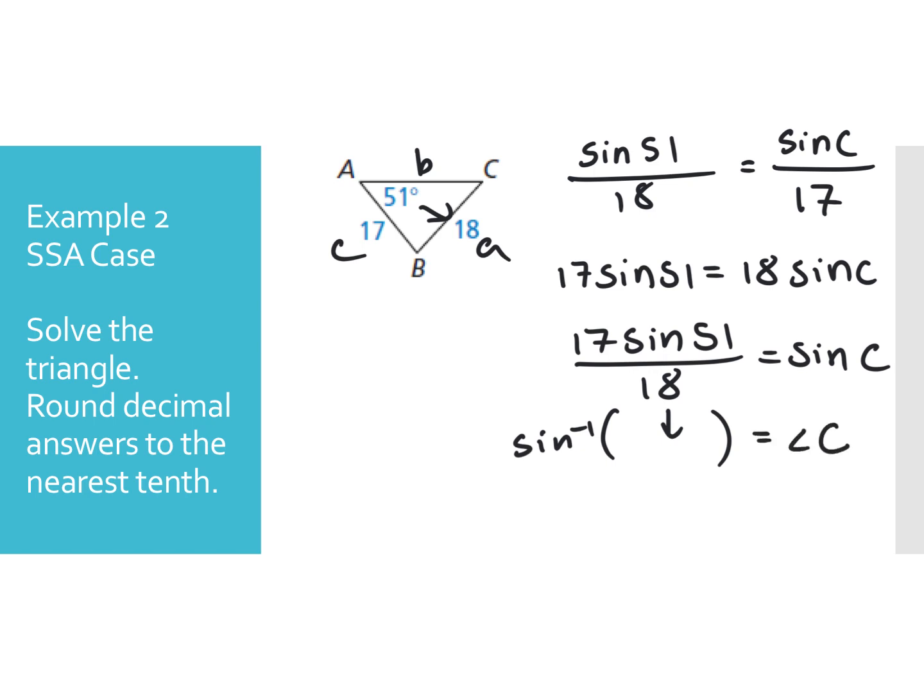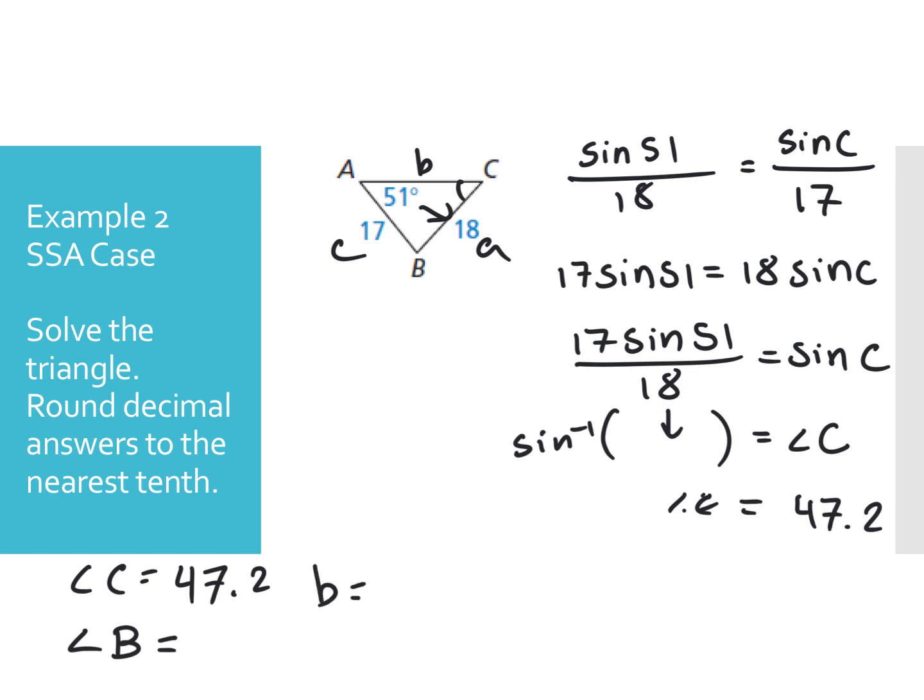So when I do that, I get sine 51 on my calculator. I multiply that by 17, and I divide it by 18. Now my angle is going to be the inverse of that. So my angle C is going to be 47.2 right here. So angle C, 47.2. We also need to find angle B, and we need to find side B.